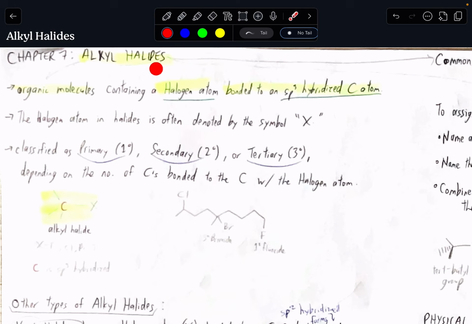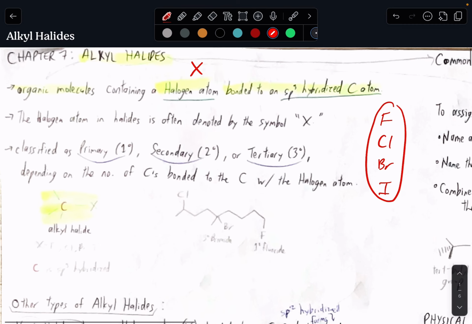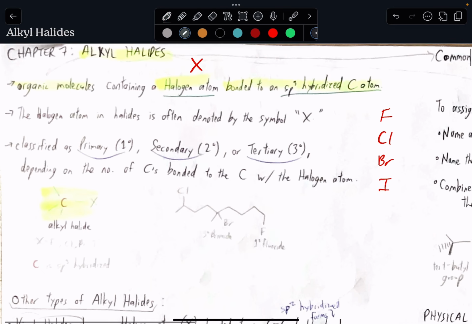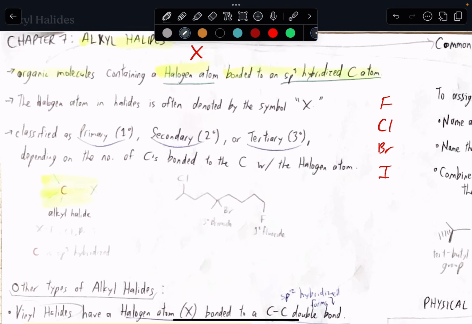So, what are alkyl halides? Alkyl halides are organic molecules that contain a halogen atom. Usually this is represented as X, the halogen group in the periodic table. We have chlorine, bromine, iodine, fluorine. It is bonded to an sp3 hybridized carbon atom. What we mean by sp3 hybridized is that the geometry is tetrahedral, so the carbon is connected to 4 groups.